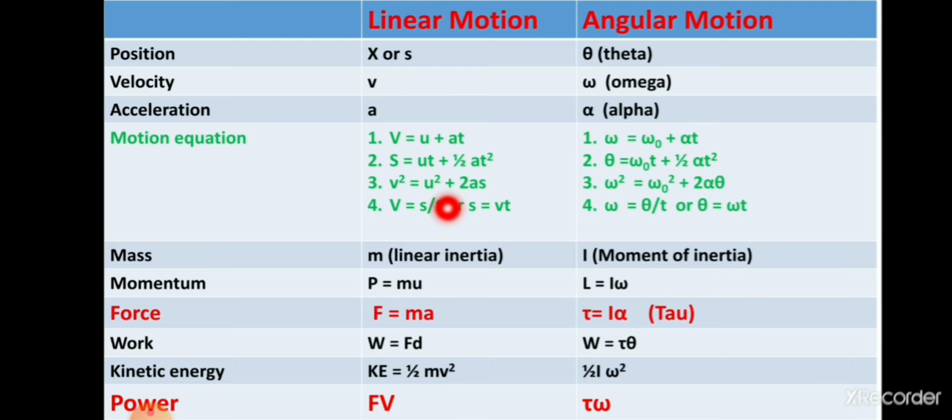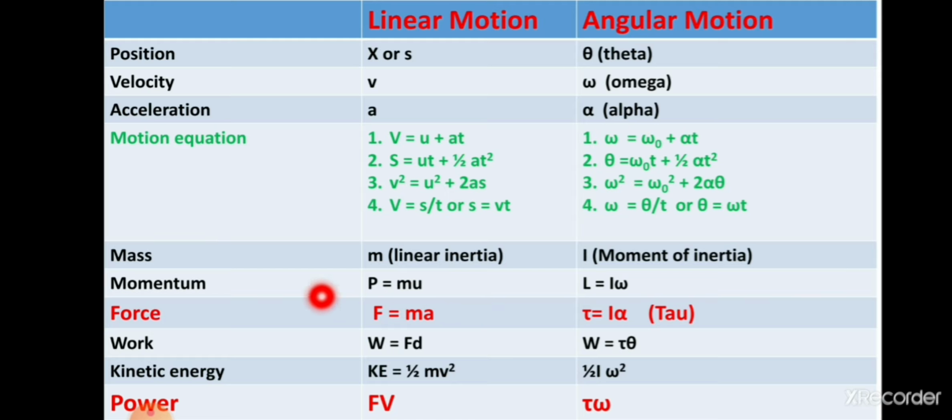Our formula v square is equal to u square plus 2as becomes omega square is equal to omega naught square plus twice alpha theta. In this way, our linear mass m, which is called linear inertia, becomes moment of inertia in angular motion. The moment of inertia plays the same role as mass plays in linear motion.